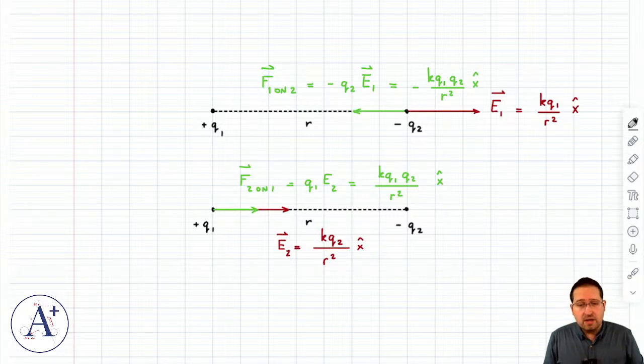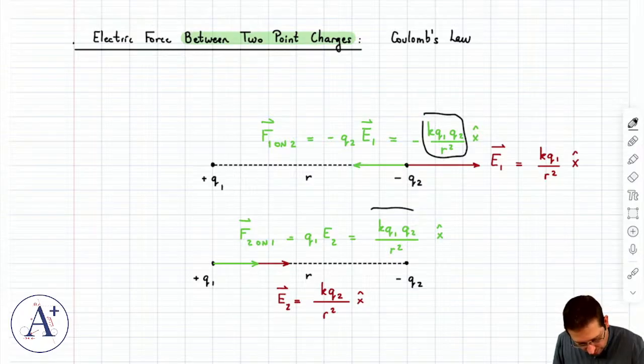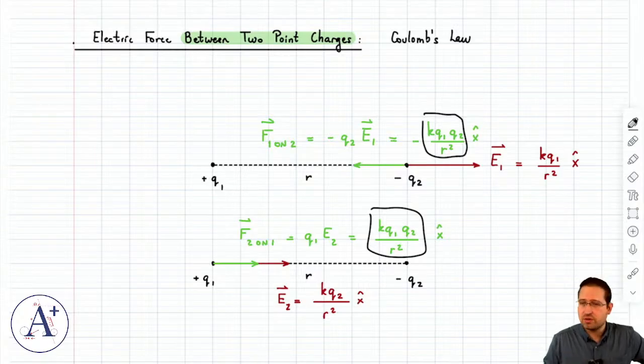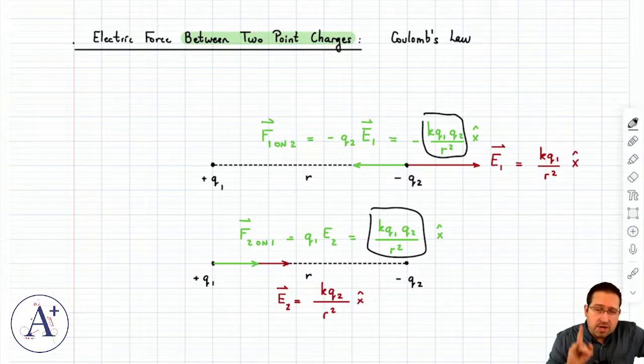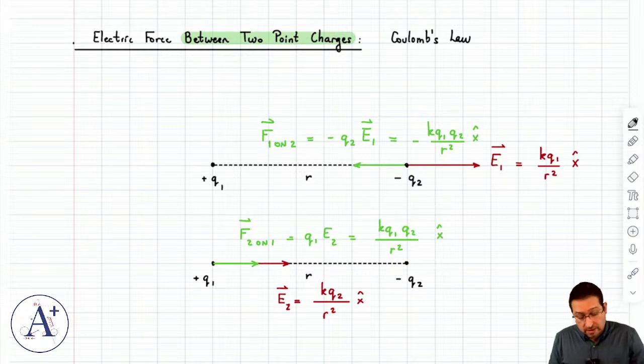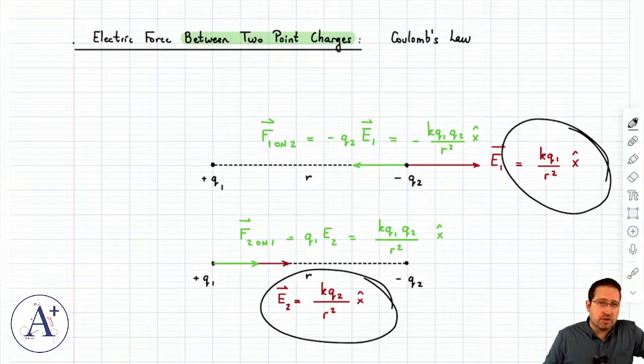Now, my point is the following. This is why I said Coulomb's law is only valid between two point charges. Because the magnitude of the force in both cases is going to be the same. Makes sense, that's Newton's third law. Whatever 1 does to 2, 2 does to 1 in the opposite direction with the same magnitude. So yes, the magnitudes are going to be the same. But the only reason that the magnitudes look like K Q1 Q2 over R squared is because E1 and E2 look like K Q over R squared. And that is only true if you have a point charge.